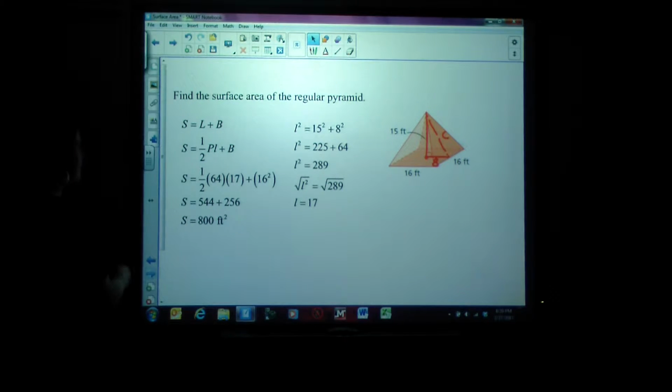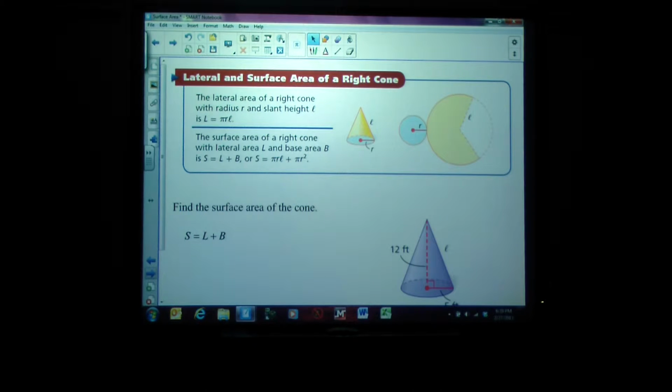All right, last shape. Last shape is a cone. Surface area of a cone. A cone and a pyramid are similar because they only have one base and they come up to a point. So we are going to again take lateral area and combine it with one base. Just this time our lateral area is a little bit different.